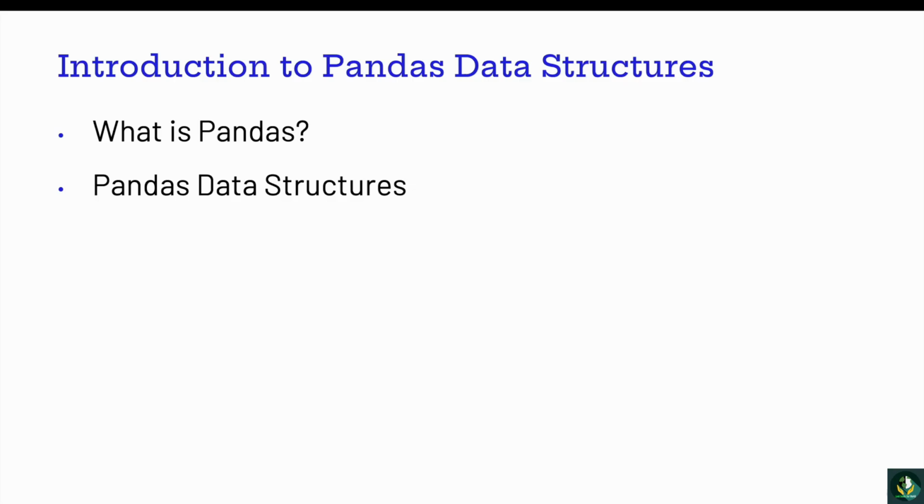Let's look at those Pandas data structures. First, Series. A Series is a one-dimensional labeled array capable of holding data of any type. And we have DataFrame. A DataFrame is a two-dimensional labeled data structure, like a table. Let's look at the syntax for both of these.